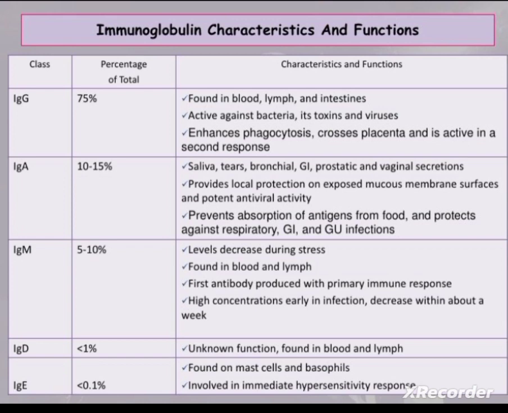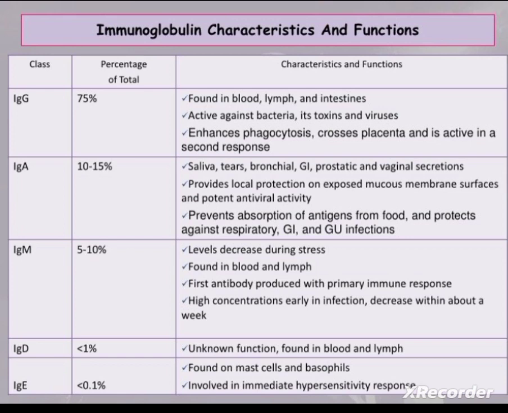Next one, IgM. IgM is known as the millionaire molecule. IgM is known as the millionaire molecule and it is a heavy molecule. The IgM is the large immunoglobulin. Its level decreases during stress and it is found in blood and lymph.